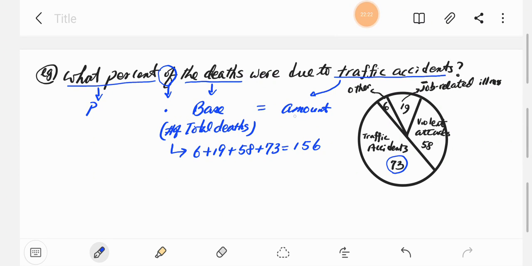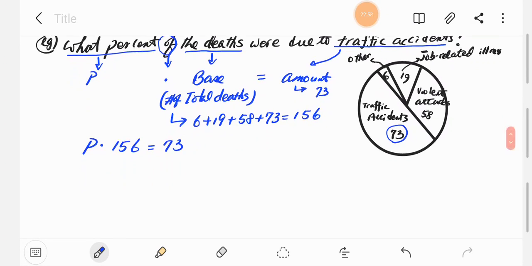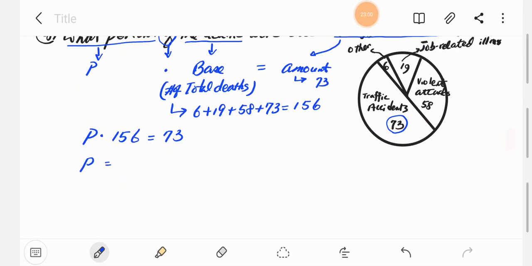All right, this is the amount of people killed by traffic accidents, so it will be 73. So, what percent of 156 is equal to 73? When you write this as an equation, the percent times the base, 156, is equal to the number due to traffic accidents, which is 73. Then the percent is equal to 73 divided by 156, dividing each side by 156.